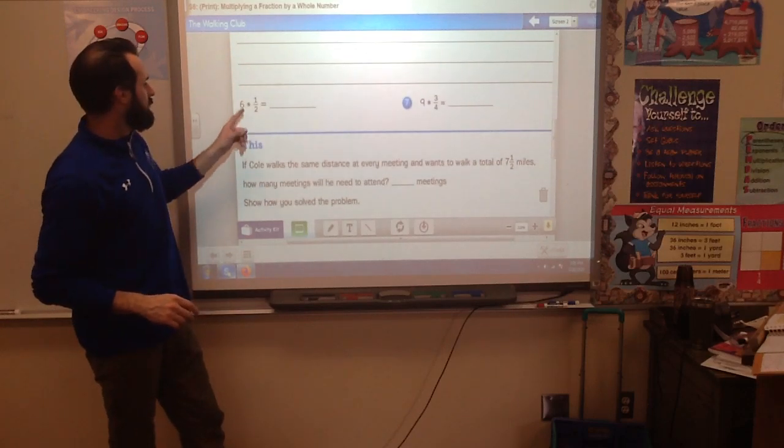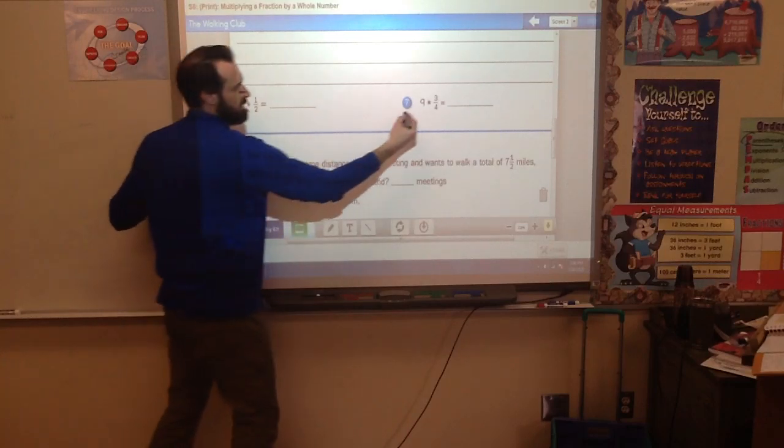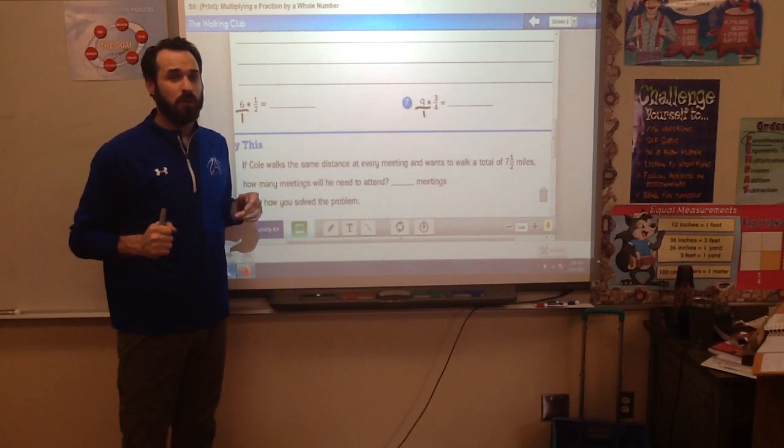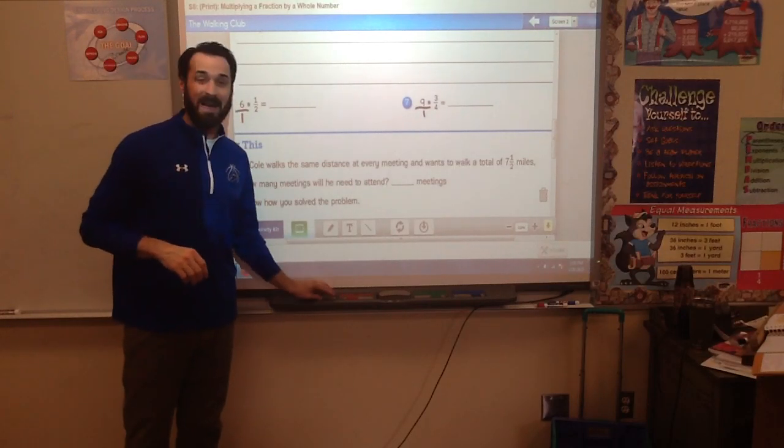For practice, if you want, you can just try doing these on your own. Really easy. You don't even really need to simplify them. If you want to do the simplifying, switch them back into mixed numbers. That would be awesome.